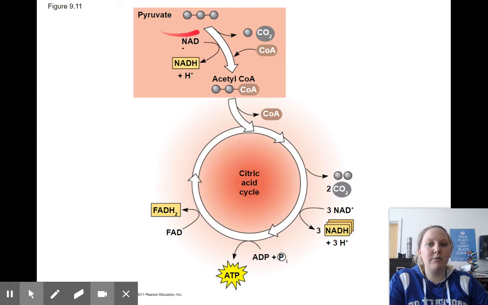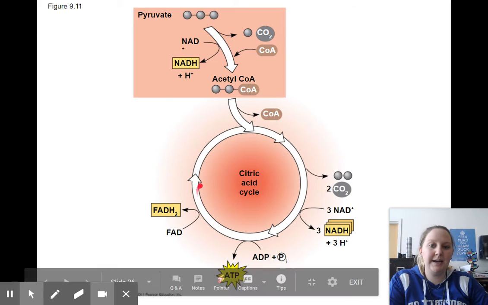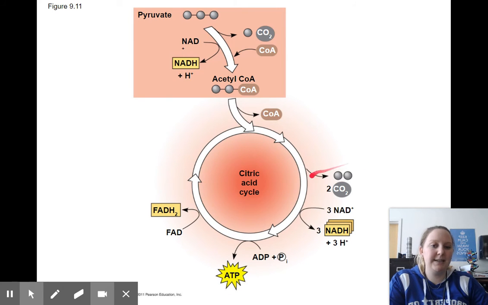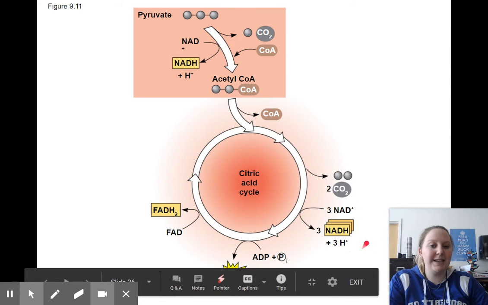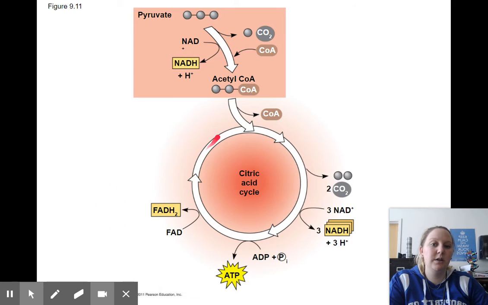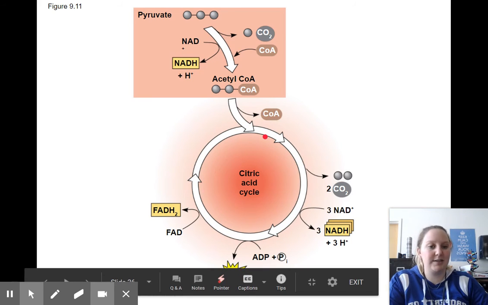So here we have our pyruvate. It becomes acetyl-CoA. Acetyl-CoA enters the cycle, makes 1 pass. In that 1 pass, it gets rid of 2 molecules of carbon dioxide, makes 3 NADH, makes an ATP, and makes an FADH2. We pick up the second pyruvate that has been made into acetyl-CoA and start that process all over again.